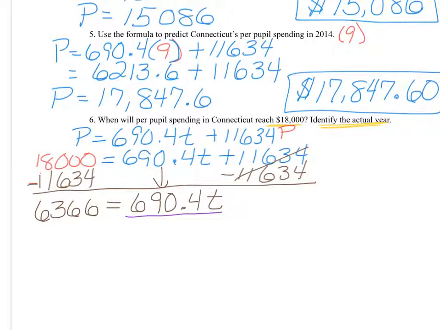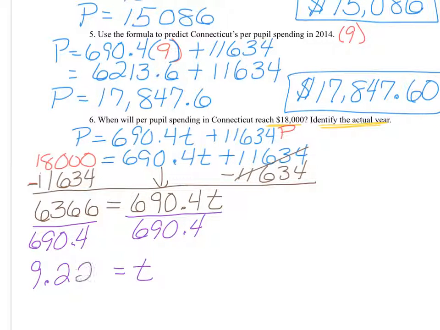Okay, our next step would be to divide. So we divide by 690.4, divide by 690.4. And we get T is equal to 9.22. So just like in our last question, that's 9 years and a little bit more. So you're in the 9th year. That would be like January is the start of the 9th year, so a few months in.